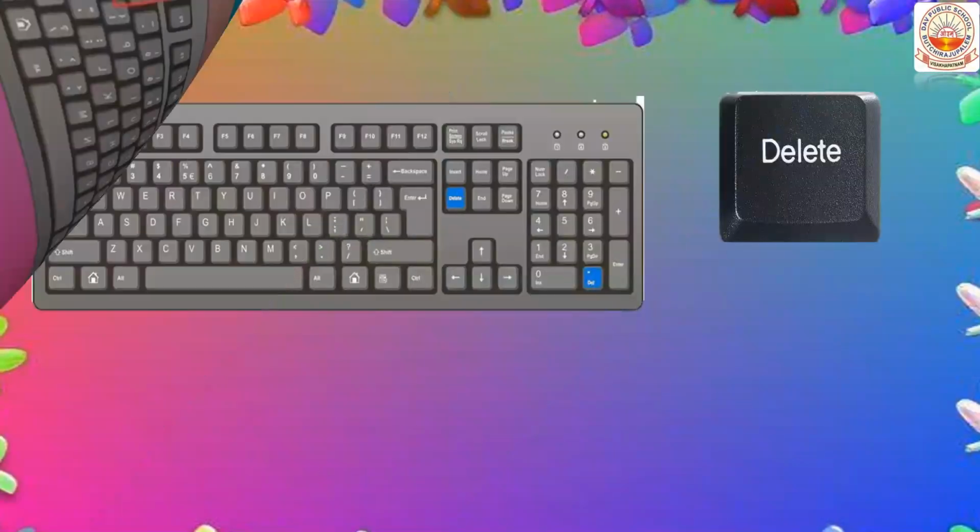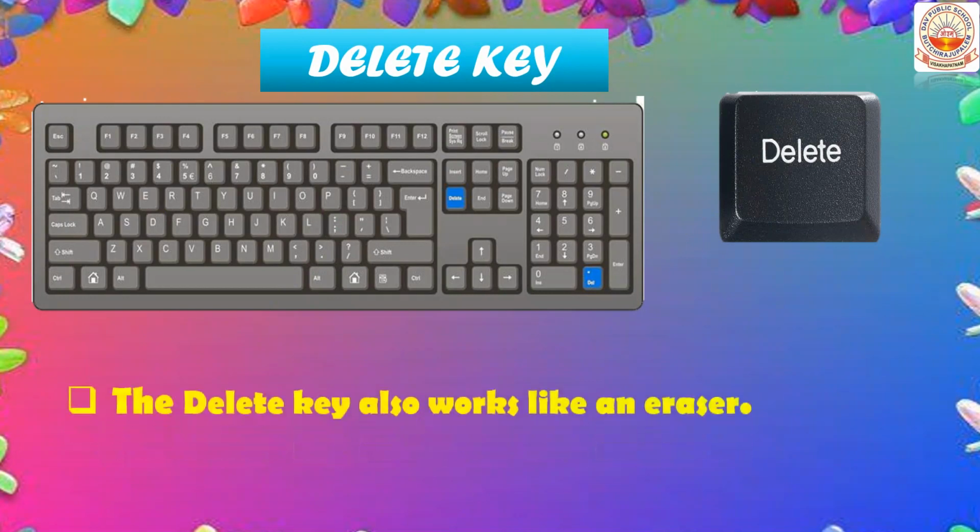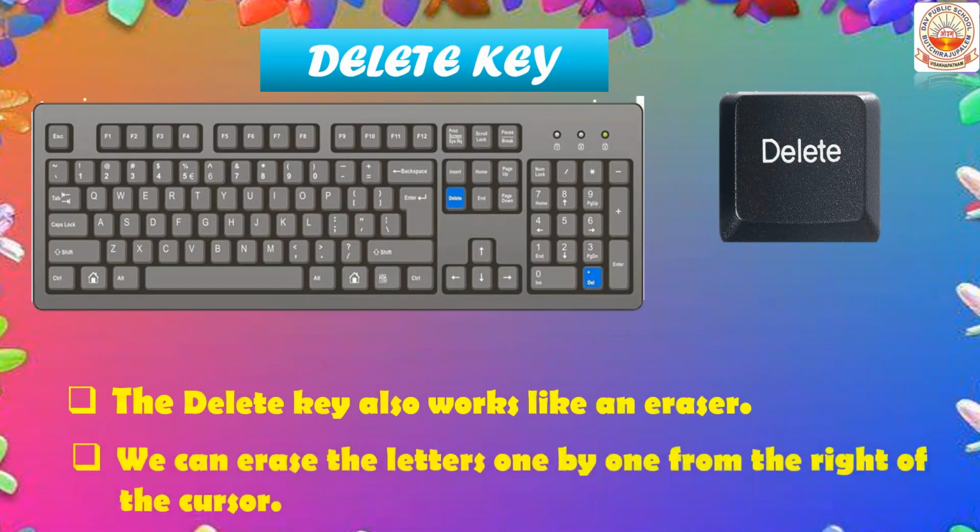Now, let us see another special key, the delete key. So this delete key is also an eraser. So there are two erasers on the computer keyboard, children. One is the backspace key and another one is the delete key. So what is the difference, children? Both are erasers. Then what is the difference?